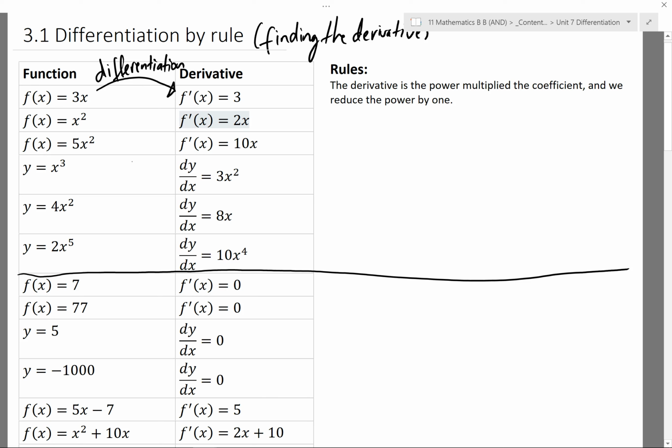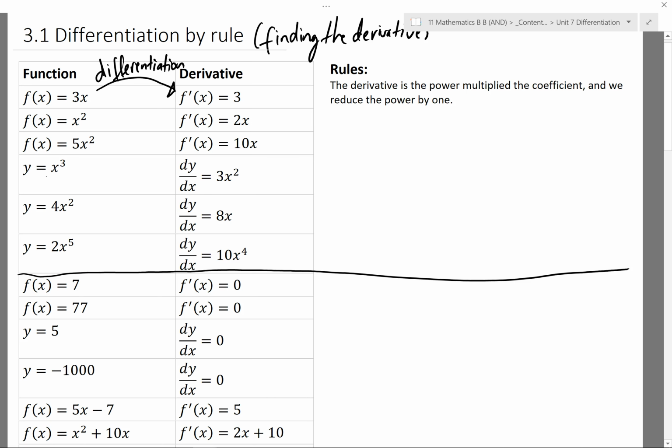We can have a look down the page. The next one had a coefficient of 1. I multiplied 1 by 3 to get 3. Coefficient by power, and then reduce this power by 1 to get 2. All of these follow the same idea. Remember the first one, x has a power of 1, so 3 times 1 gives me 3, and I really have x to the power 1 minus 1, which is really x to the power 0.